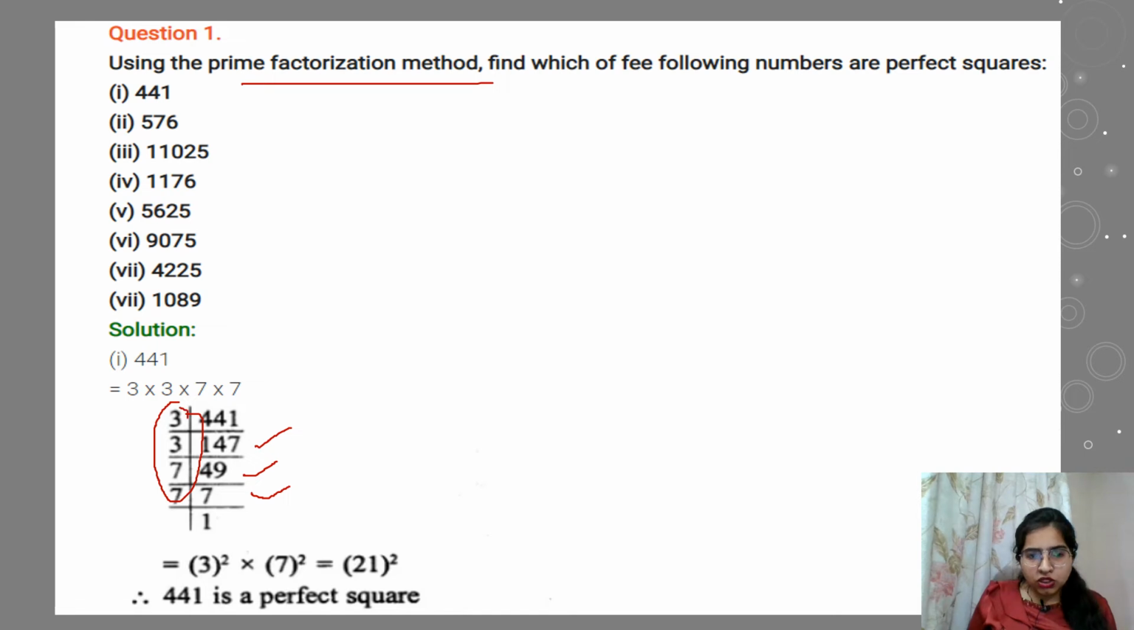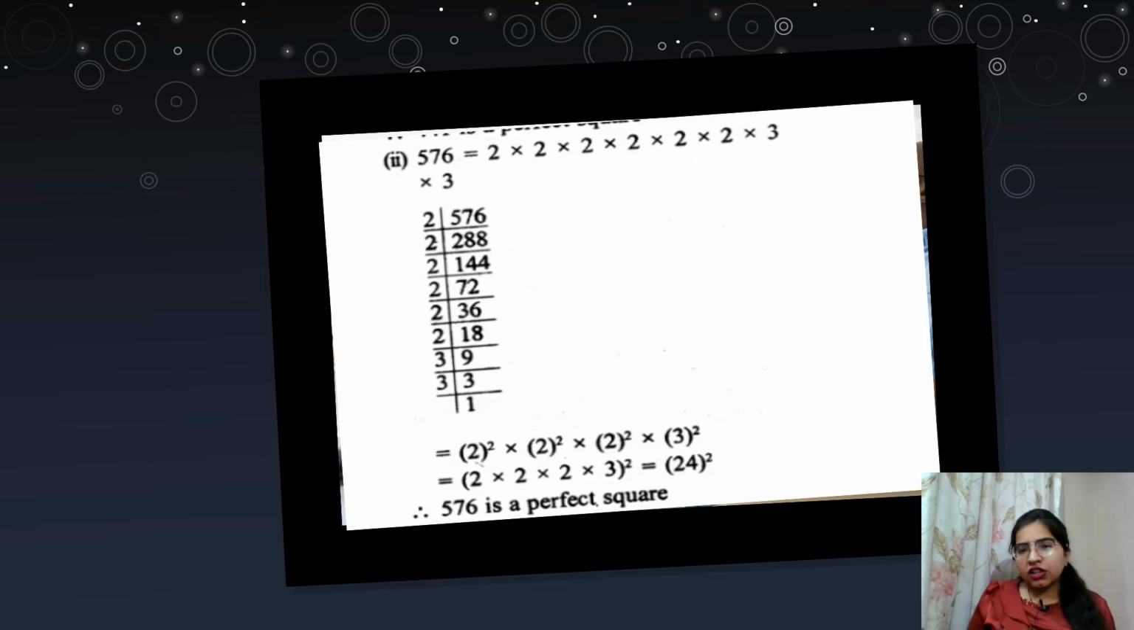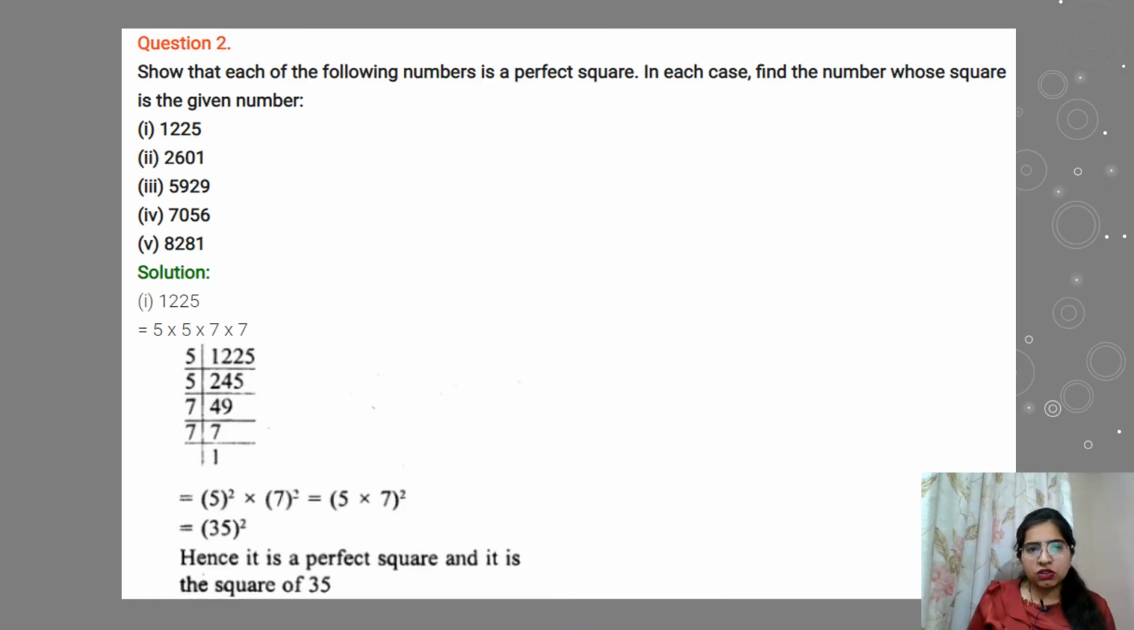So from 2 3's you have to take 1 3 common, and from 2 7's you have to take 1 7 common. 3 into 7 will be 21. 21 square will be 441. Okay, like this you have to do rest of the part, students. Second question, this only. Like this you have to make prime factorization, and from two numbers you have to take one common. Okay, third part is also like this.